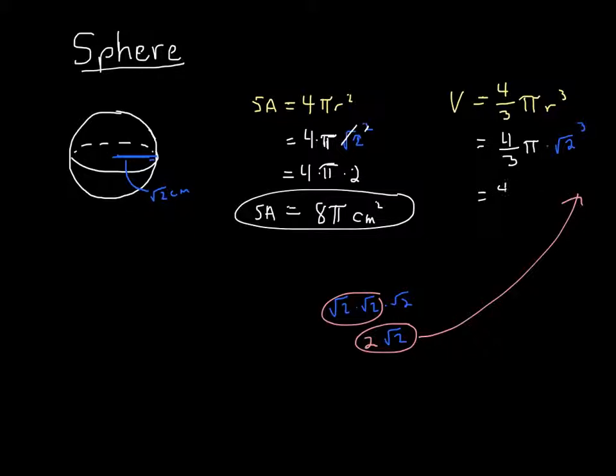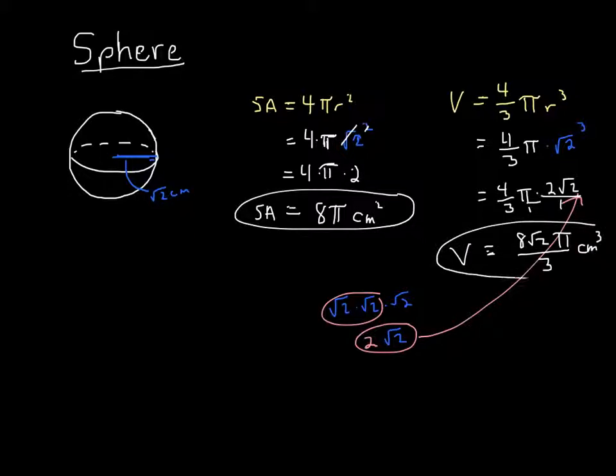So looking at that, I've got 4/3 pi times 2 radical 2, and I'm going to consider that pi over 1. I've got one fraction now. Multiplying across the top, 4 times 2 is 8 radical 2 pi, all over 3 times 1 times 1 on the bottom, which is just 3. So 8 radical 2 pi over 3 units cubed is my volume in exact form.